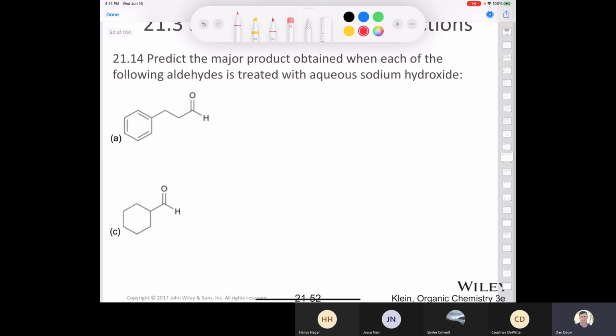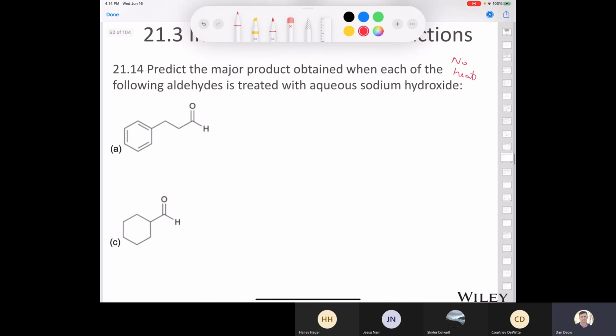Question 21.14 asks us, predict the major products when each of the following aldehydes is treated with aqueous sodium hydroxide. Notice it doesn't say anything about warming it up. There is no mention of heat here whatsoever. So I'm going to write that down here. No heat. That means we're only going to make aldols. So this is aldol addition conditions because there is no heat.